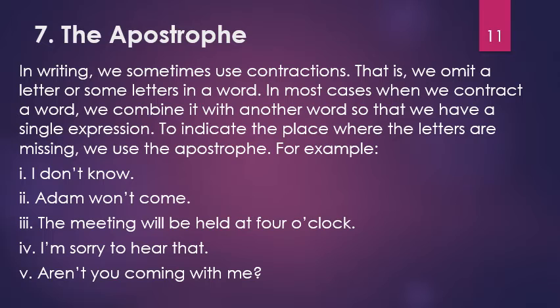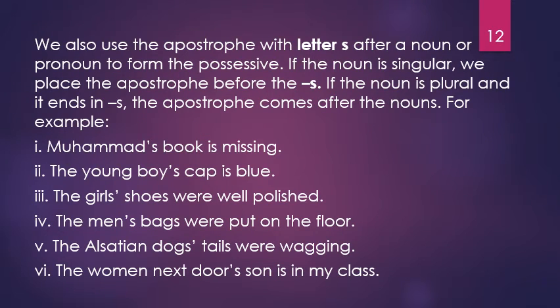Adam won't come. The meeting will be held at 4 o'clock. O, apostrophe, clock. The apostrophe shows an omission of F, of clock. I'm sorry to hear that. The apostrophe is used after the I before the M to indicate an omission of "am".